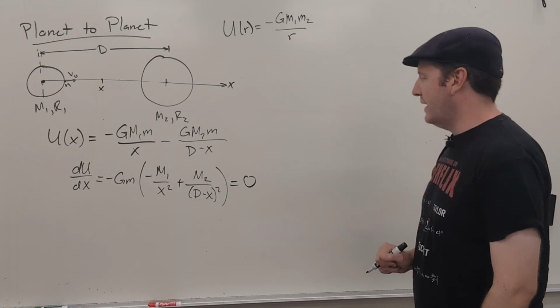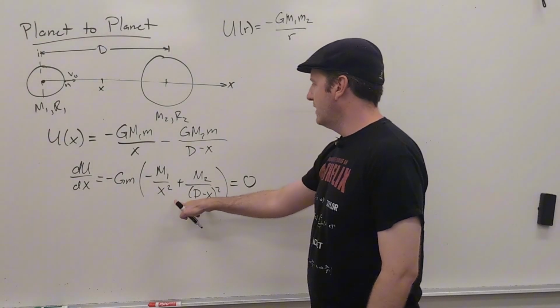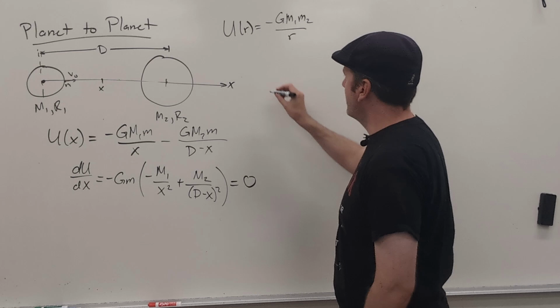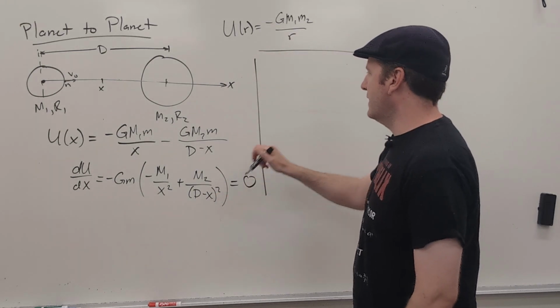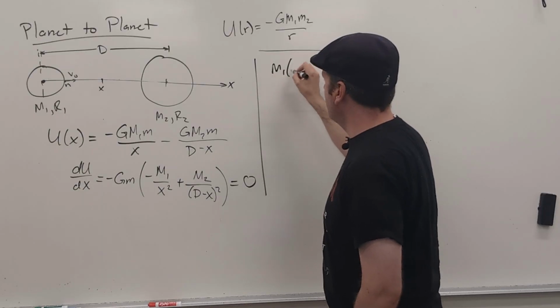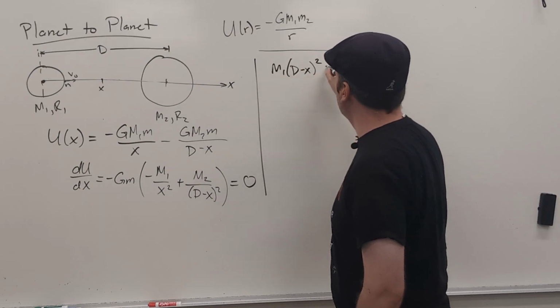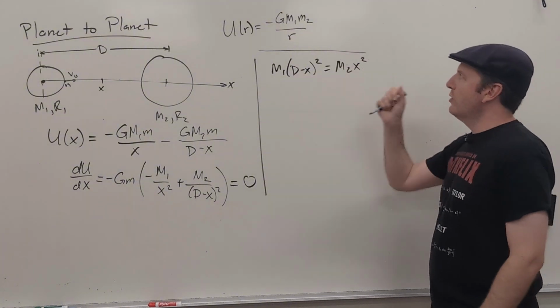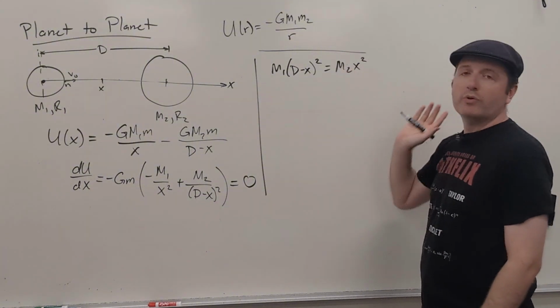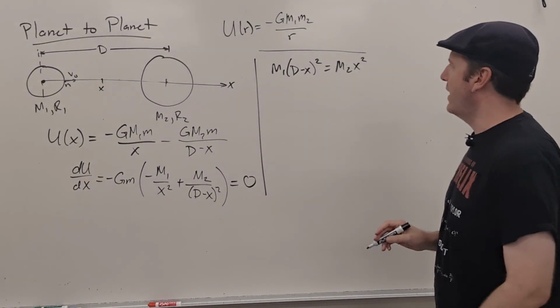Okay, so let's go ahead now and solve this for x. We'll need to move some stuff over and do a little cross multiplying, but it's not so bad. So doing that, we'll have what? m1 times d minus x squared equals m2x squared. I'll go ahead and take the square root of both sides. I don't have to turn this into a quadratic here.